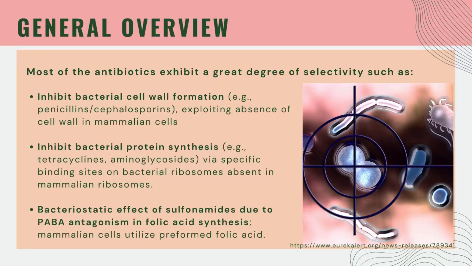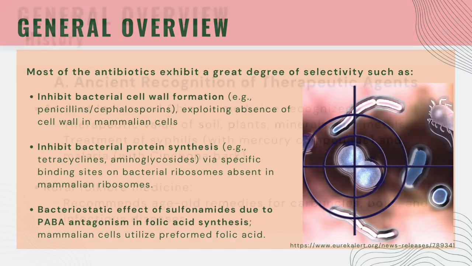Most of the antibiotics exhibit a great degree of selectivity. The first is inhibit bacterial cell wall formation. These examples are penicillins and cephalosporins, exploiting absence of cell wall in mammalian cells. The next is inhibit bacterial protein synthesis. Examples are tetracyclines and aminoglycosides via specific binding sites on bacterial ribosomes absent in mammalian ribosomes. Next is bacteriostatic effect on sulfonamides due to PABA antagonism in folic acid synthesis. Mammalian cells utilize preformed folic acids.